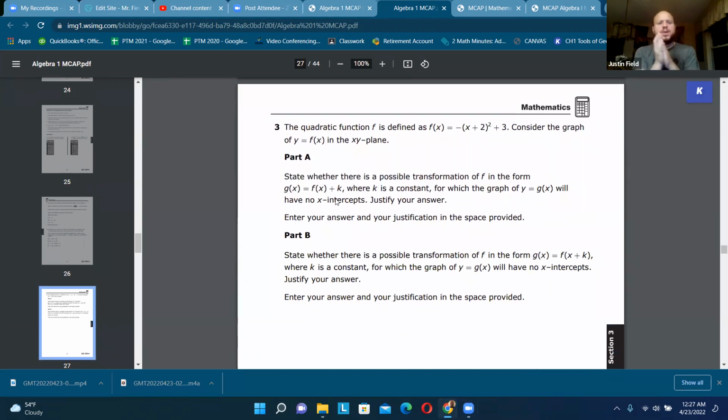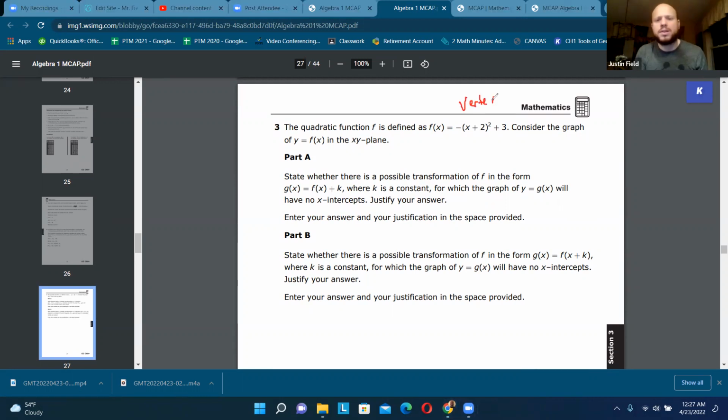All right, the quadratic function f is defined as f of x equals negative. Hey, vertex form again. I feel like it's deja vu. All right, so let's write that vertex form. Consider the graph of f of x in the xy plane. State whether there is a possible transformation.